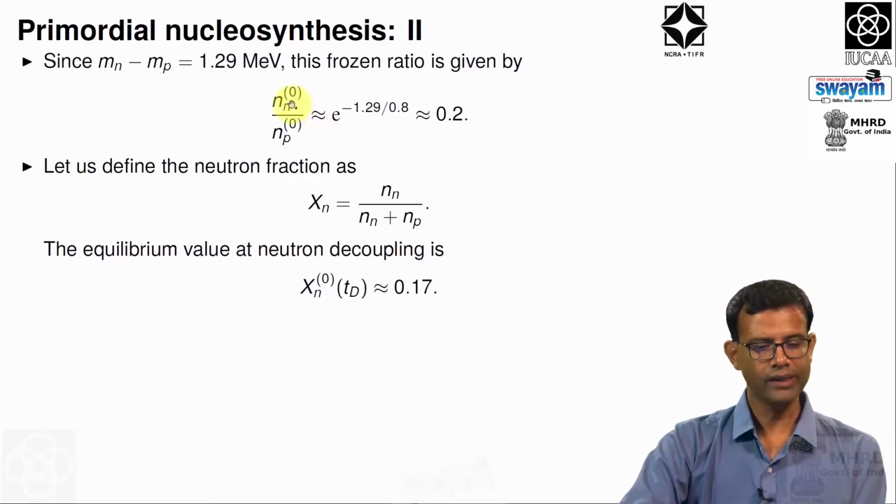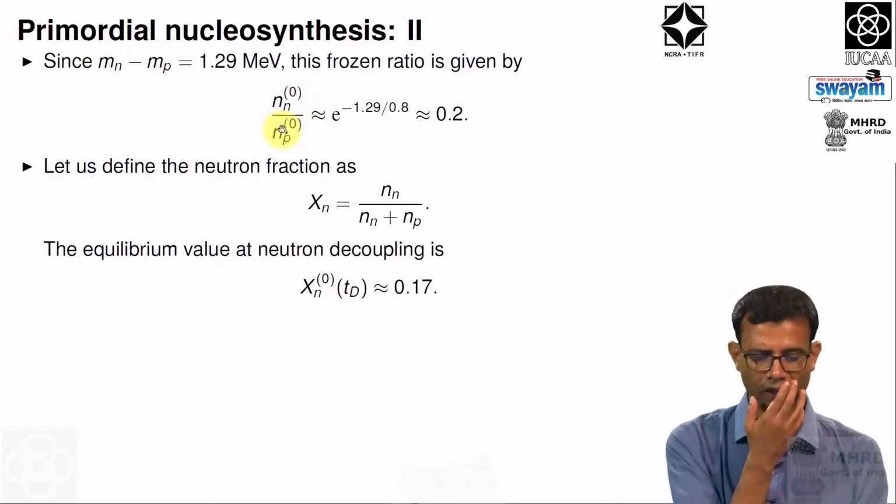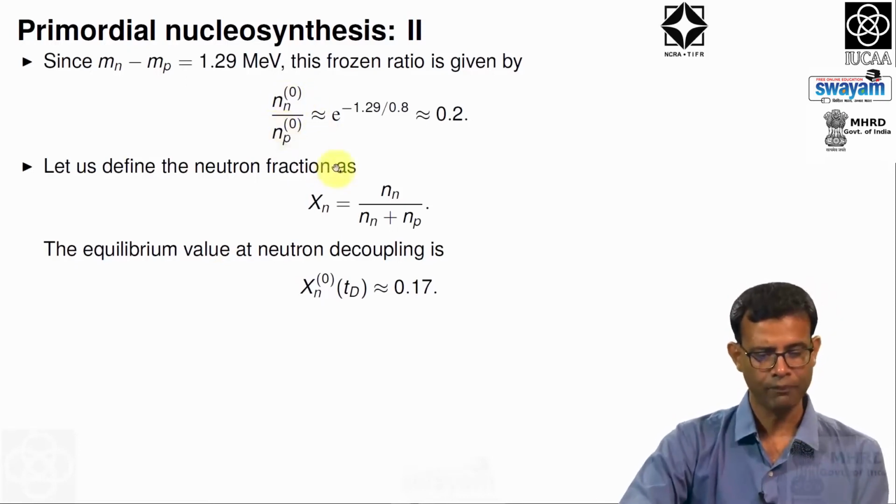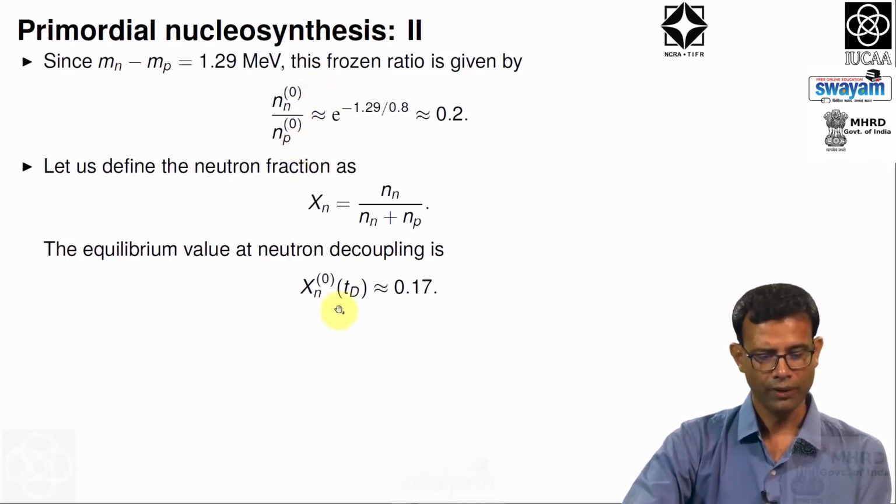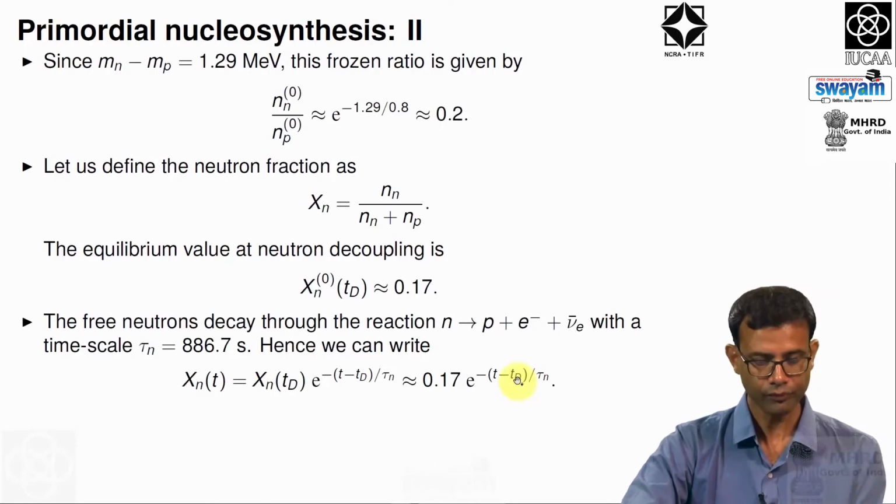Instead of working with this neutron to proton ratio, we can work with the neutron fraction, that is just the neutron number divided by the total number of neutrons and protons, and you can show that when this nuclear reaction stopped, that fraction will be 0.17. That just comes from putting this ratio into this relation, this definition of the neutron fraction.